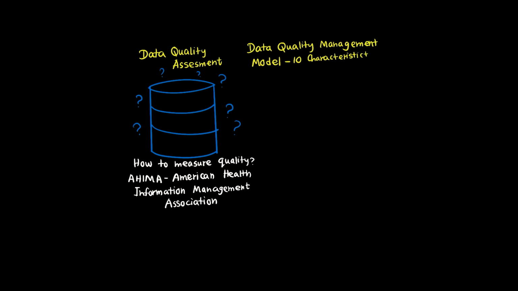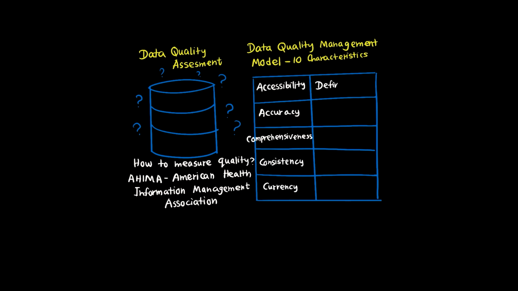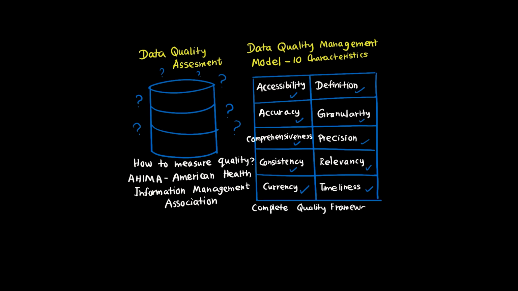Accuracy, is the data correct and free from errors? Comprehensiveness, is all necessary data captured? Consistency, is data uniform across systems and time? Currency, is data up to date and current? Definition, are terms and data elements clearly defined? Granularity, is data detailed enough for its intended use? Precision, how exact and specific is the data? Relevancy, is the data applicable to the decision at hand? And timeliness, is data available when needed?